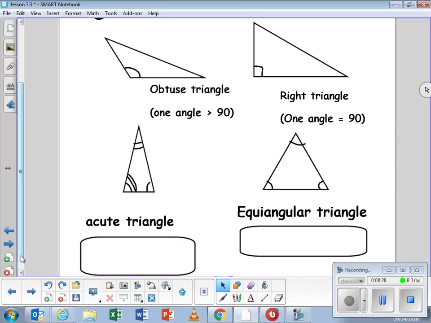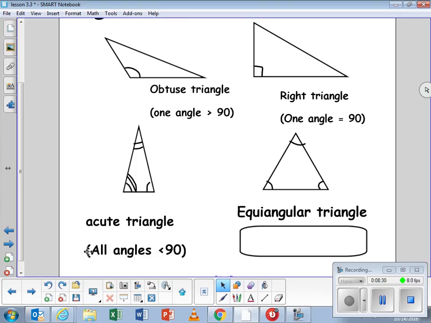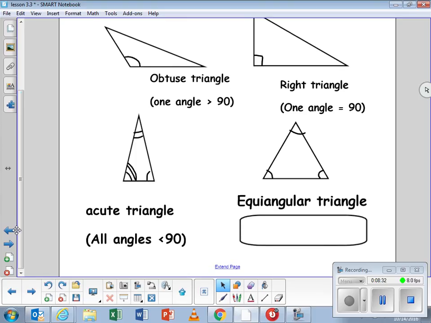All angles are less than 90. That's correct. All angles less than 90. That's the only way it can be acute.